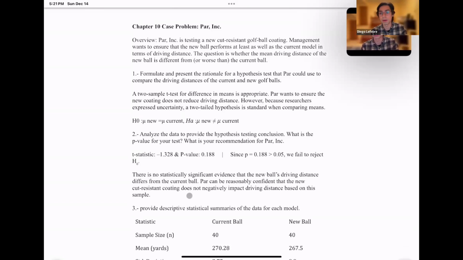Therefore, we tried two different hypotheses, one with a null and the other one with an alternative hypothesis. We got a t-statistic of negative 1.328 and a p-value of 0.188. Since the p-value is greater than the significance level, we failed to reject that there's a significant change in terms of the coating and how that affects the ball and its performance, because there's not enough evidence in terms of the sample size.